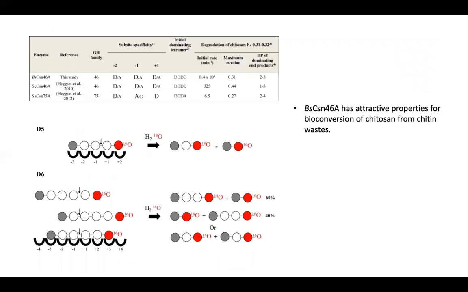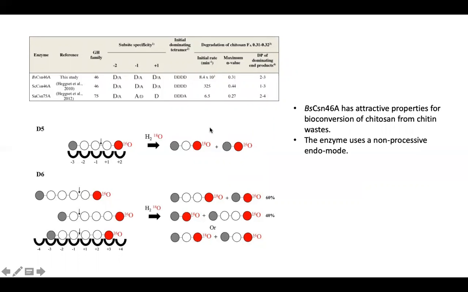We understand that the enzyme from Bacillus subtilis, chitosanase 46A, this 46 means it is from glycosyl hydrolase family 46. We confirm that it has an attractive property for bioconversion of chitosan from chitin waste. This confirmed the previous work. We show that the enzyme uses a non-processive endo mode.